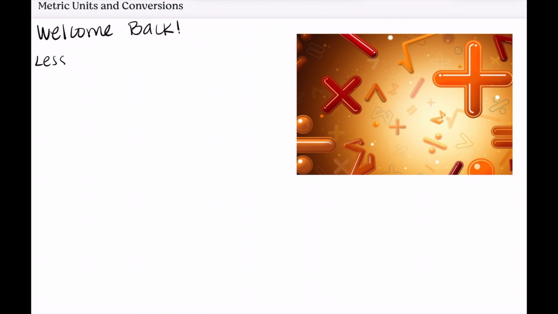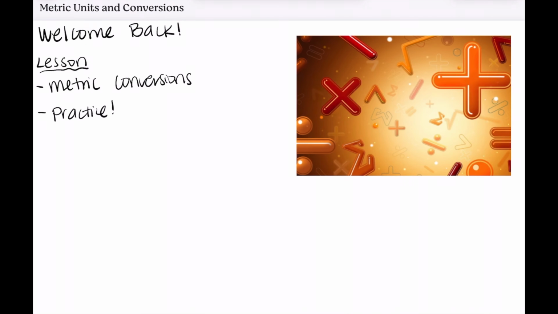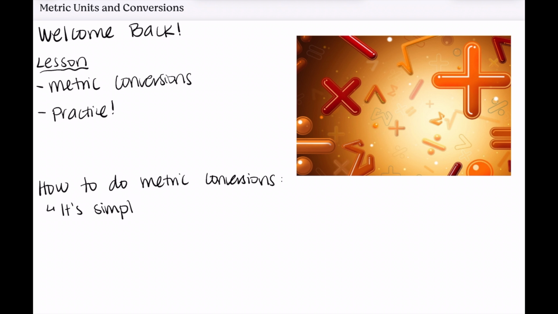In today's lesson, we're going to go over metric units and conversions. So going over our lesson plan, we're first going to learn what metric conversions are, where they're used, what they're used for, and then we will go through a method to remember everything a little bit easier. And then, of course, we'll get through and do some practice problems.